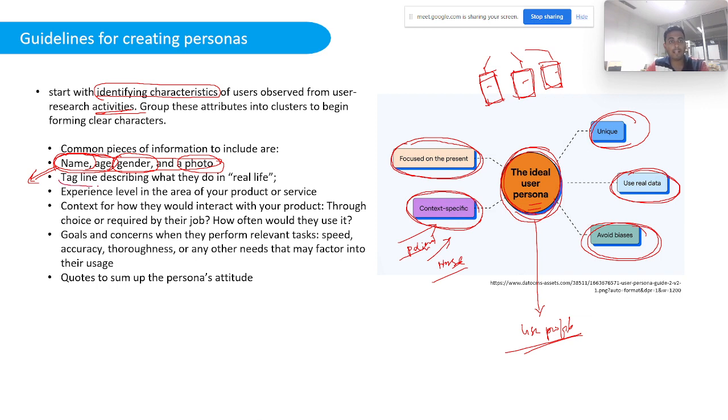You can also use a tagline describing what they do in their real life. For example, you can use a tagline like nurse helping patient. That means using a tagline you are describing their day-to-day activities. Similarly, you can include their experience level. You can also include their goals and their pain points. All sorts of information that are helpful in defining the problem as well as the need, you should include in your persona creation process.